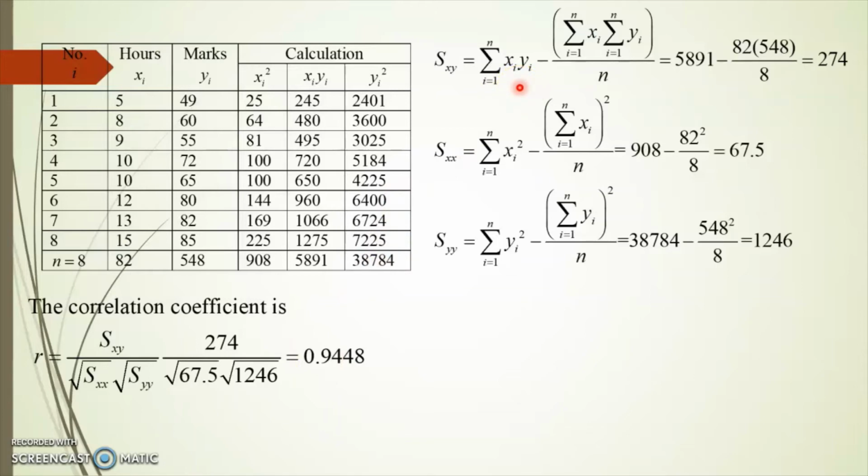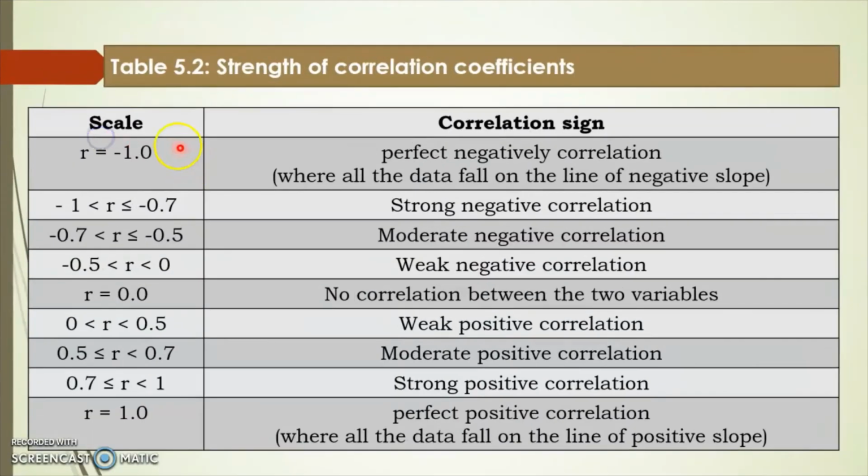Alright, so the formula is not that hard to practice, but of course you need to try in order to be familiar with the formula. So 0.9448. Now this is your R value, class. Now let's try to interpret what we can say about the linear relationship between the number of hours spent to study and the final mark. Is it strong, is it weak, or is it moderate? For that, you should refer to this table here.